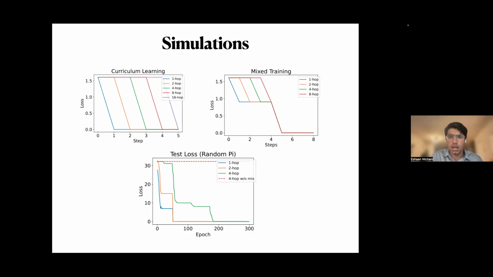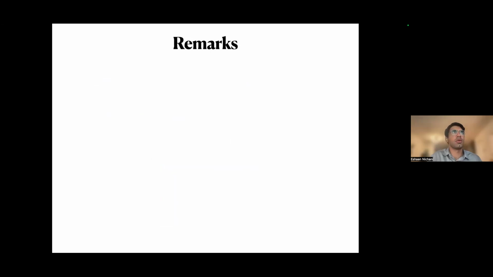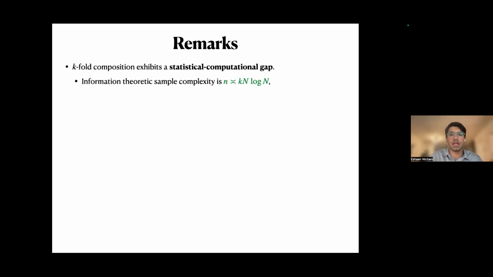Okay, so let me make a couple remarks. One interesting thing is that this k-fold composition exhibits a statistical computational gap. The information theoretic sample complexity to recover the hidden pi is just log cardinality of the function class, in this case, kn log n. However, a computationally efficient SQ learner requires n to the omega k samples to learn.